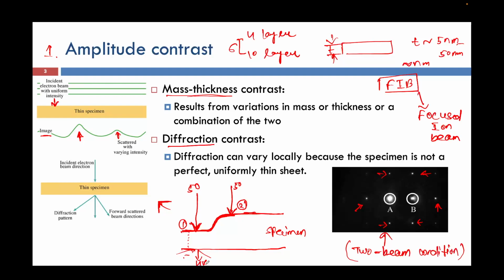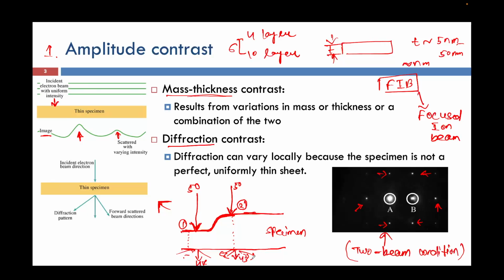However, at point 2, if I am interacting with all these planes, since the thickness is larger, let's say I am getting 43 electrons in my detector. That means 7 electrons are going away. Why are they going away? Because of the thickness variation in this sample, right?